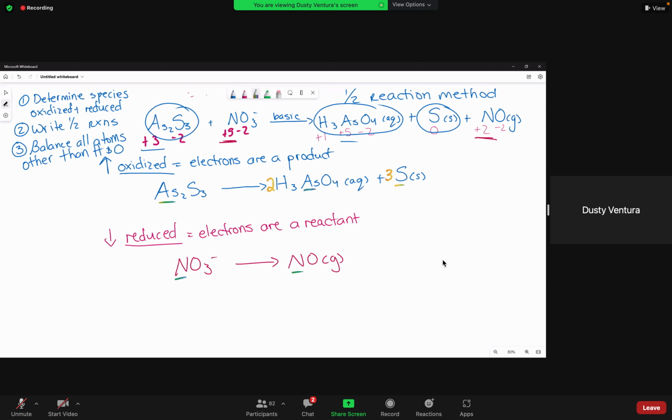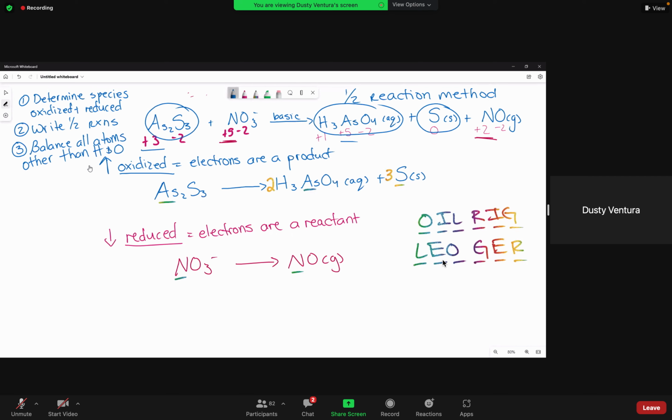Yeah, that's a good acronym. And also Leo says GER is another acronym. Leo says GER: loss of electrons is oxidation, gain of electrons is reduction. Oil Rig is also another acronym: oxidation is loss of electrons, reduction is gain of electrons.